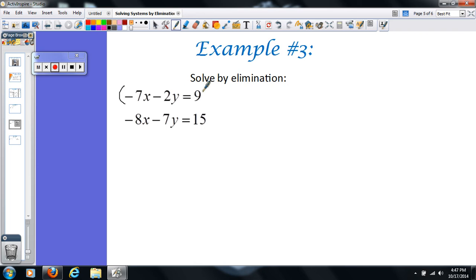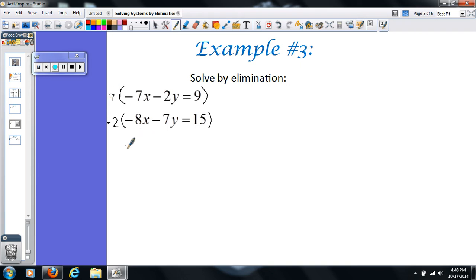So I know that the least common multiple of 2 and 7 is 14. So I'm going to multiply by 7. I'm actually going to multiply by negative 7. No, we're going to actually multiply. It doesn't matter which one you do, but because they're both negative, I'm going to want to multiply one by a negative and one by a positive, and that way they're opposites. So I'm going to multiply this one by 7, and I'm going to multiply this one by negative 2. So I'm going to write my new equations in red.